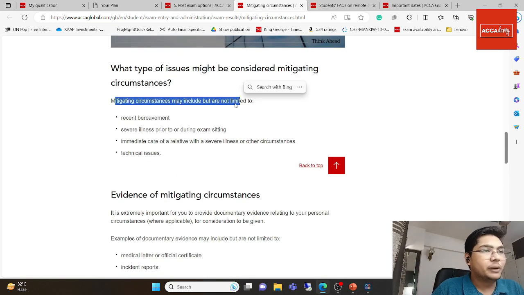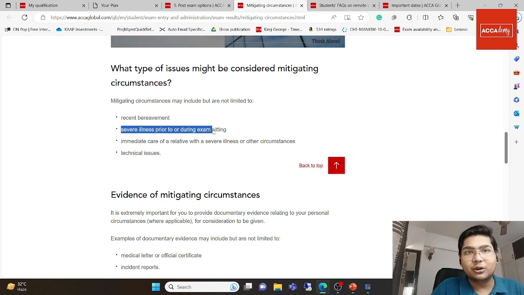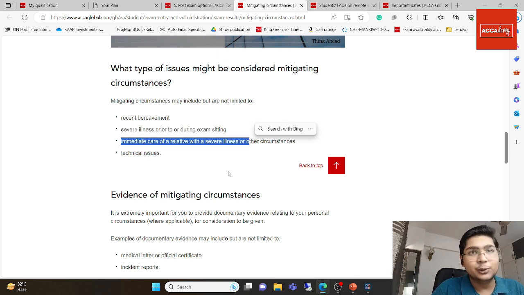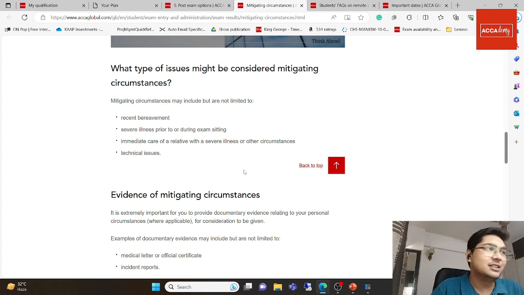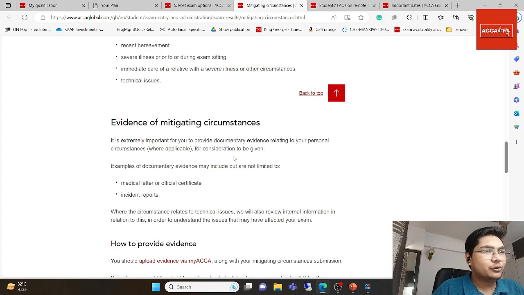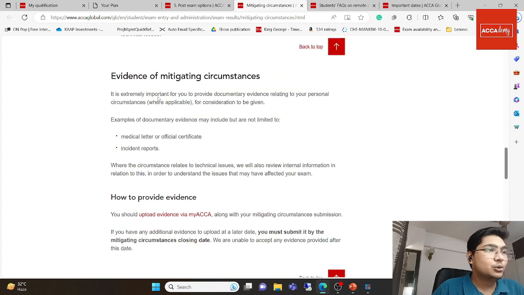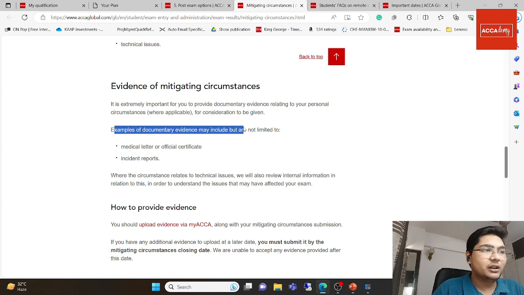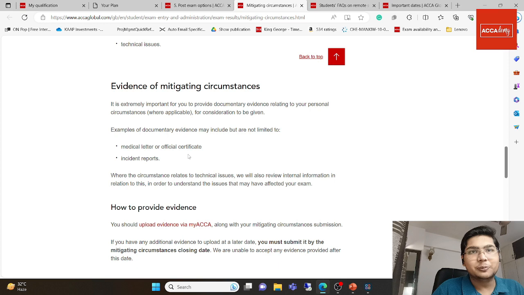Mitigating circumstances may include, but are not limited to, severe illness prior to your exam sitting, or immediate care of a relative. You are giving your examination, you are midway and certain things happen. There are a lot of situations that can be a part of mitigating circumstances. But at the same time, you have to provide documentary evidence, such as a medical report or official certificate. For example, if you got sick during your examination, you have to provide a medical certificate from a practitioner to ACCA. If you had a technical glitch, you have to provide an incident report: what happened, and how that affected your exam performance.